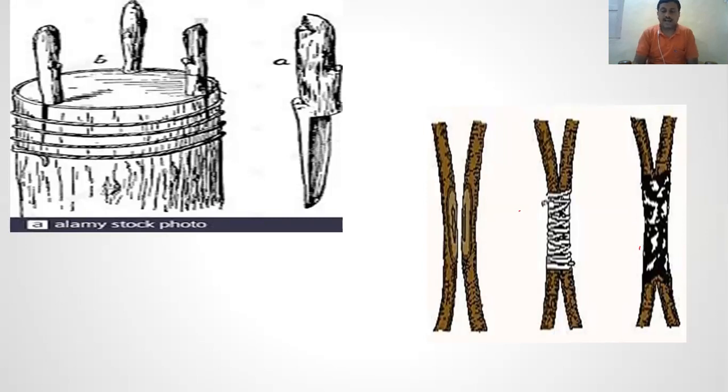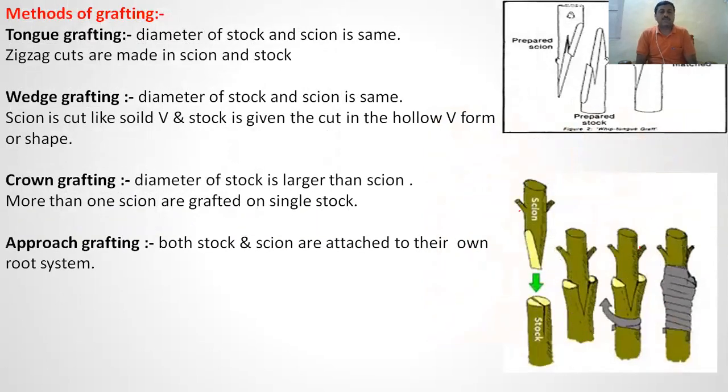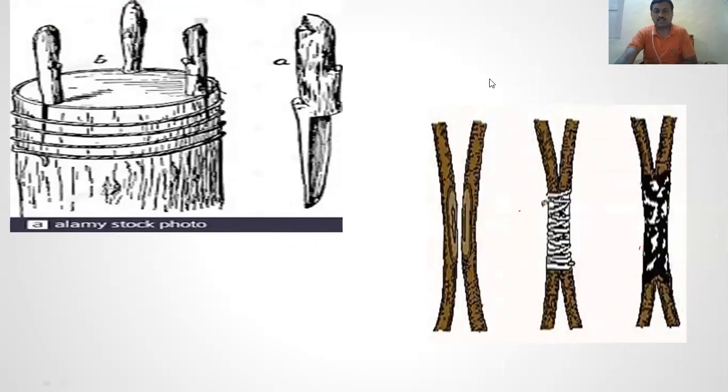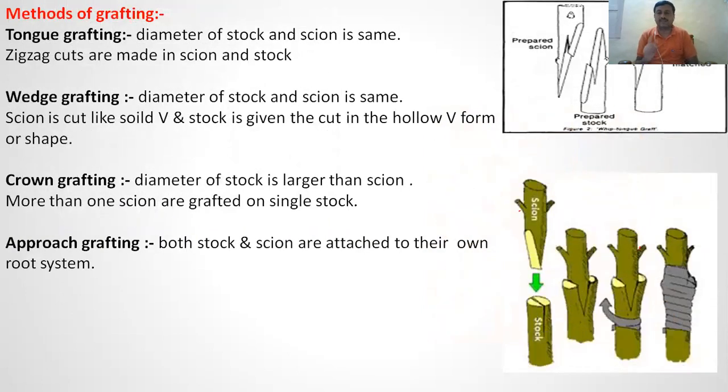These techniques are called approach grafting. Like in these diagrams, two plant species are joined to each other and develop into one plant. It is called approach grafting. Okay, these are the methods of grafting: trunk grafting, wedge grafting, crown grafting, and approach grafting.